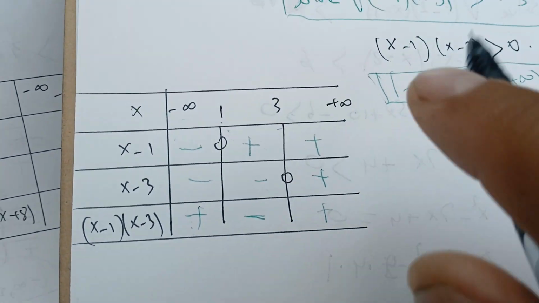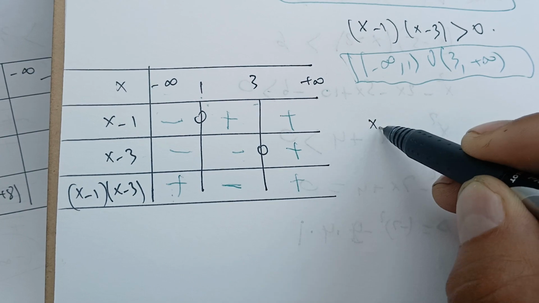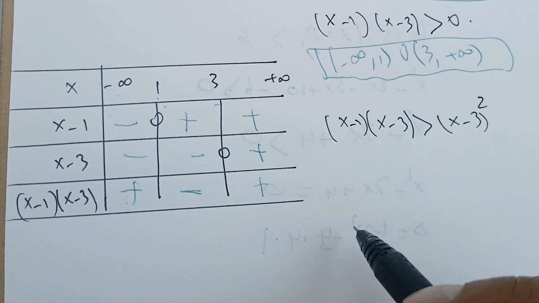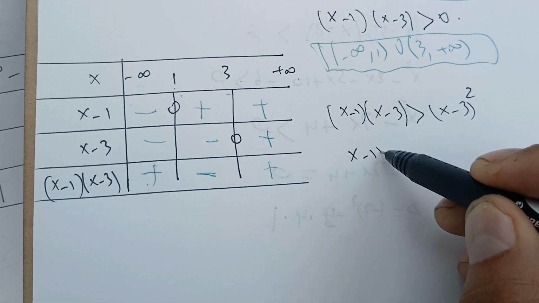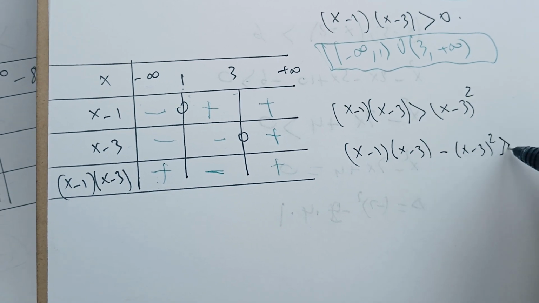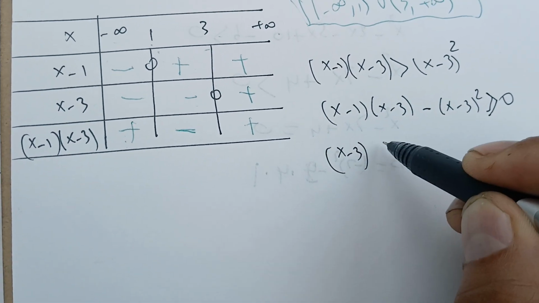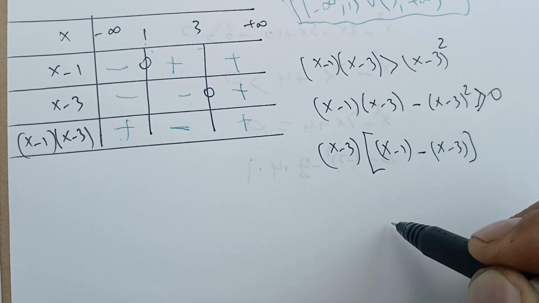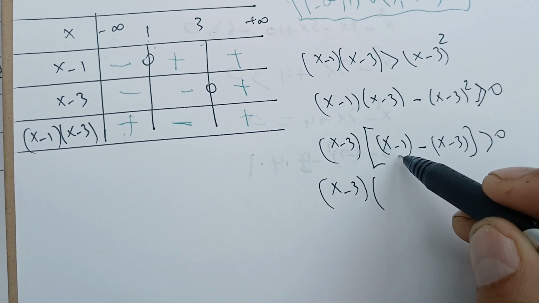Now we can square both sides, assuming that x is in this interval. So squaring both sides, we get (x minus 1) times (x minus 3) bigger than (x minus 3) squared. Okay? We will take the (x minus 3) squared from the right to the left side. We get (x minus 1)(x minus 3) minus (x minus 3) squared bigger than 0. Now we can factor by x minus 3. (x minus 3) times [(x minus 1) minus (x minus 3)] bigger than 0.